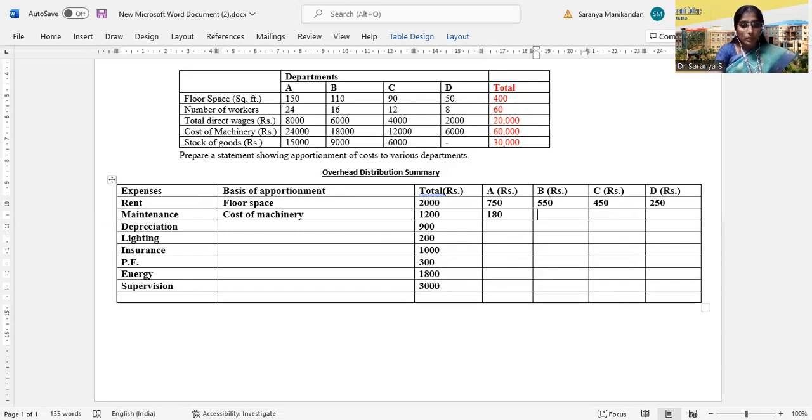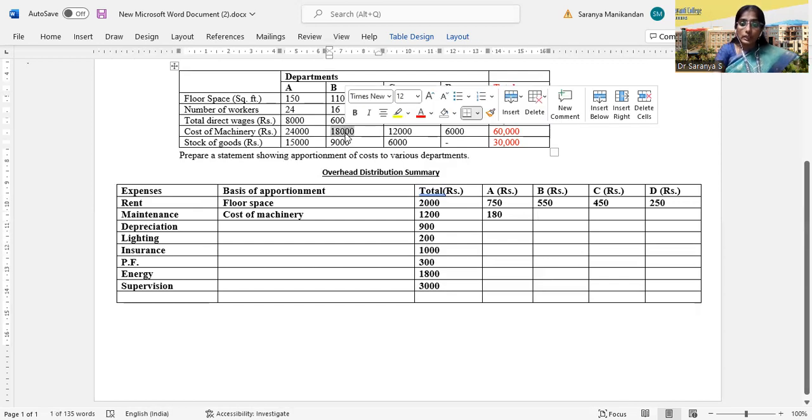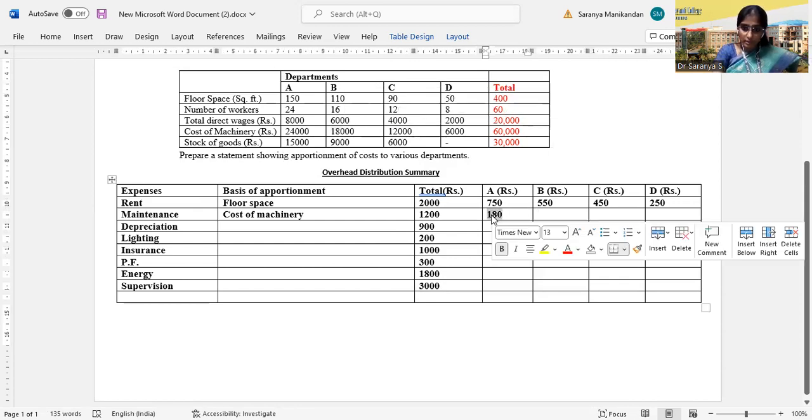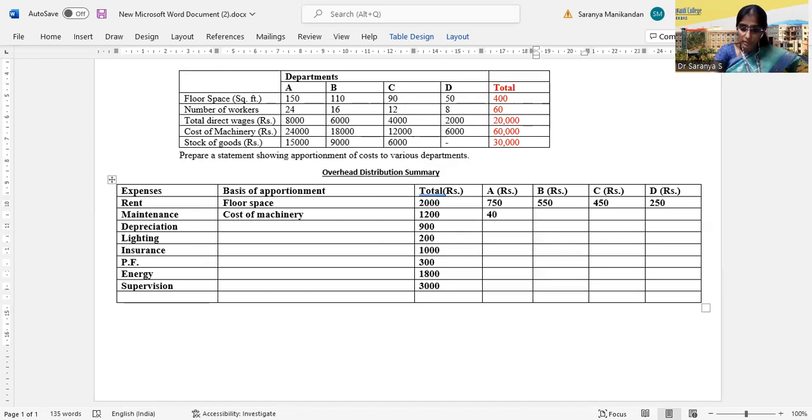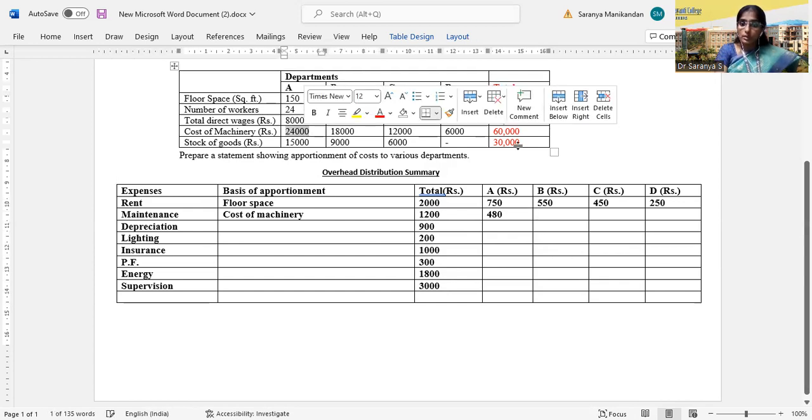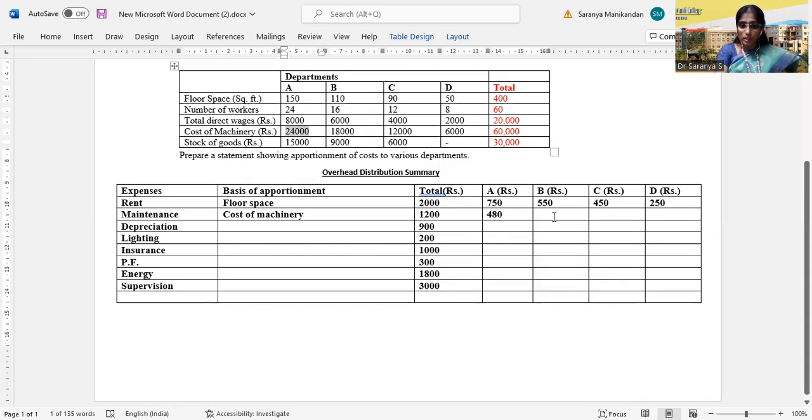Okay, and the second calculation, we have 1200 as the cost of maintenance. So 1200 into B department, how much we have? 18,000. So 18,000 by 60,000, how much you will get? Second, 480, it is not 180. I repeat, maintenance 1200 into 24,000 by 60,000, it's 480.